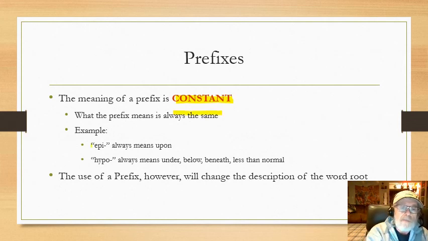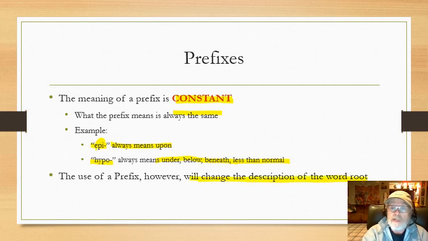If I see the prefix epi, epi always means upon. So if I see a word with epi, like epidermis, epidermis is the part of the skin that's upon the layer below, which is called the dermis. It's upon the dermis. A prefix like hypo always means under, below, beneath, or less than normal. We talked about that earlier with hypoglycemia, a low or beneath or less than normal blood sugar level. So the use of a prefix will change the description of the word root because it makes it much more specific. That's why a lot of words do have prefixes in them, which is actually a pretty good thing.